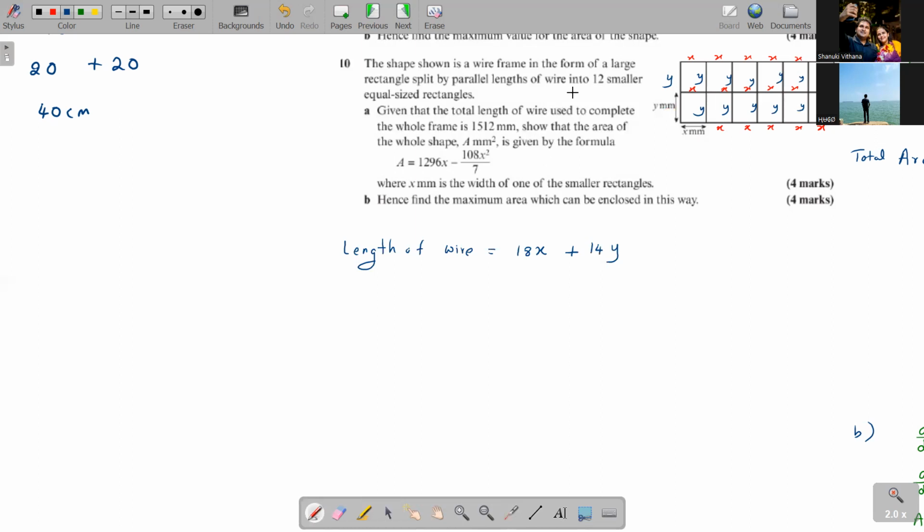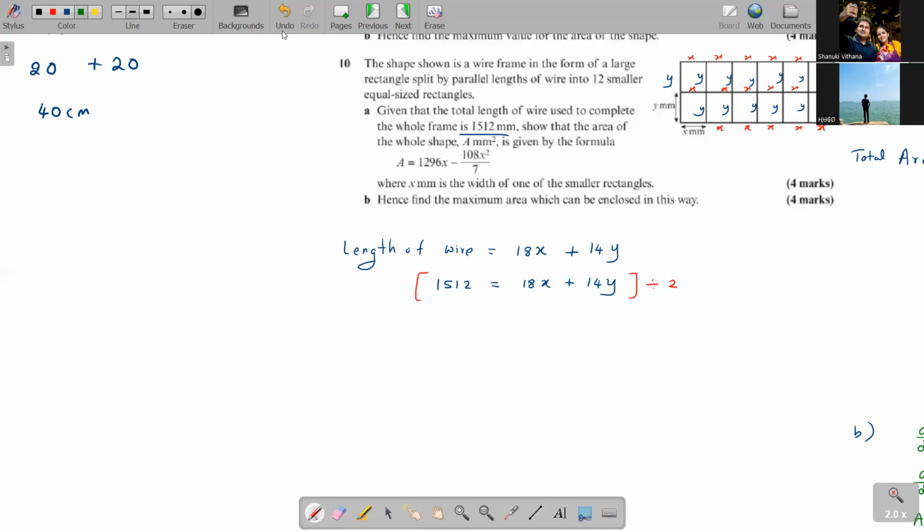Total length of wire is given as what? The total length of the wire used to complete the whole frame is 1512. So 1512 equals 18x plus 14y. Do you agree? I think the whole equation we could divide to make it easier for us. The whole equation can be divided by 2. Can you all divide by 2?